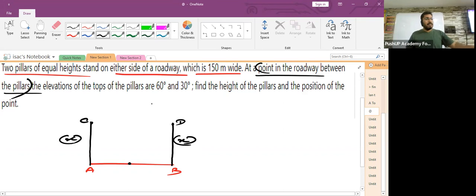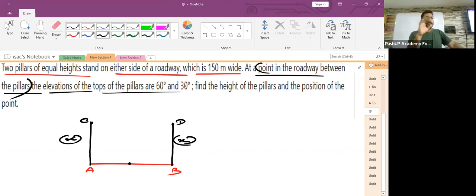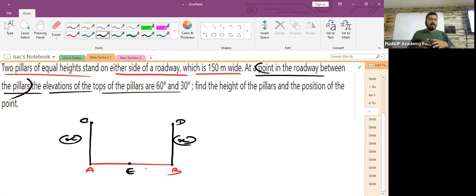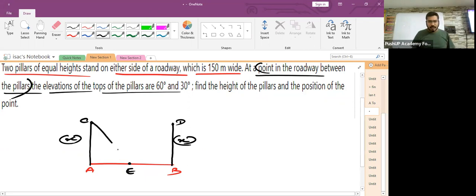At a point in the roadway between the pillars, the elevation of the top of the pillars are 60 and 30. That means you have to assume a point in between A and B, from where, if you look at point C and point D, I repeat, from some point, say for example, the point is E. From that point E, if you look at the top of AC or you look at the top of DB, the angle of elevation would be 60 degrees and 30 degrees. Okay, this is what you are supposed to do.